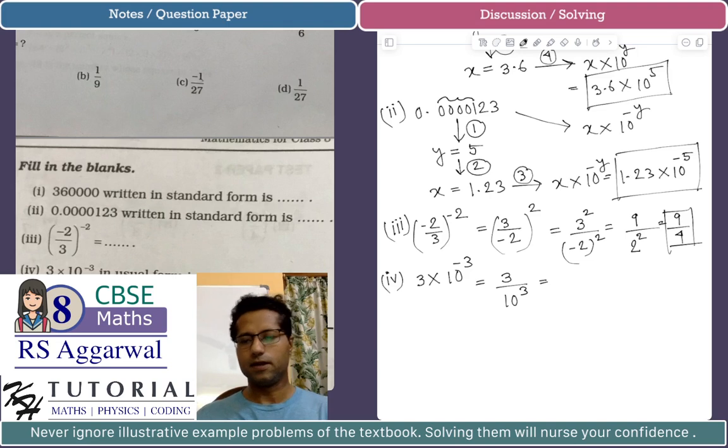So how do we divide a decimal number by a power of 10? If the power is n, we shift the decimal point n places to the left. So the numerator is 3.0 divided by 10 cube. This will be the numerator, but the decimal point will be shifted 3 places to the left, that is 1, 2, 3. So 2 zeros come in before. So this will be 0.003.